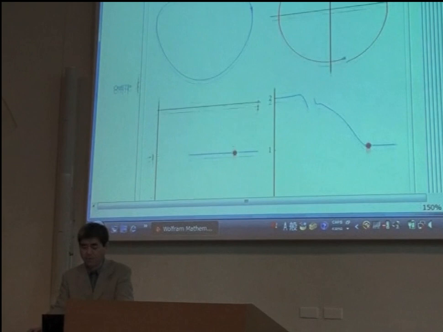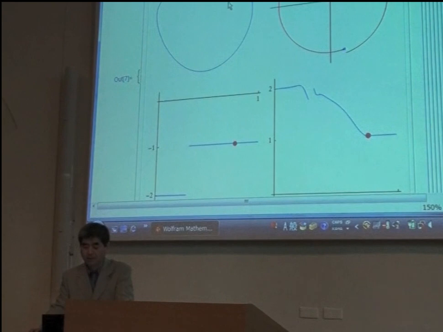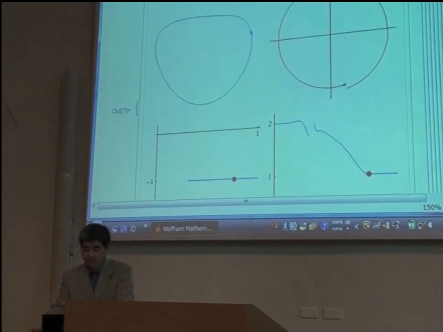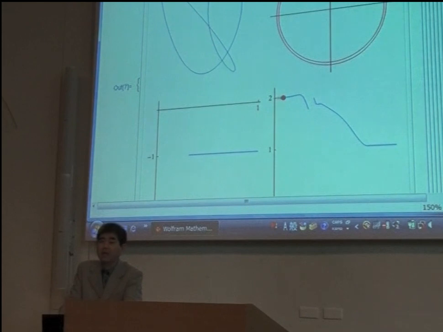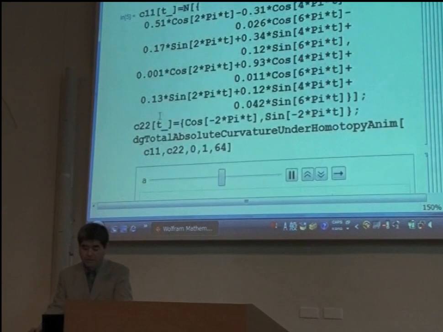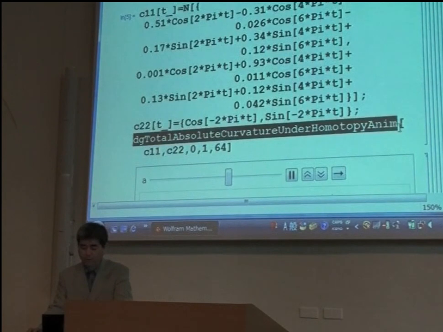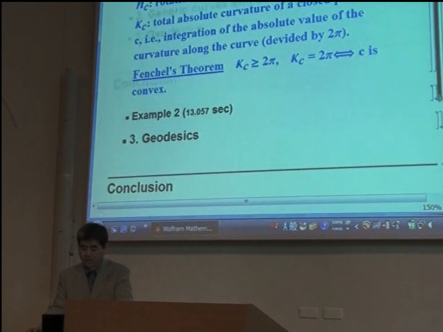From this point of the homotopy parameter, the total absolute curvature divided by 2 times pi is equal to 1, and the homotopy curve is convex. So we may say this animation is a kind of experiment to verify the statement of Fenchel's theorem. And since this command is designed for general use, we can change the curves and obtain different animations like this.